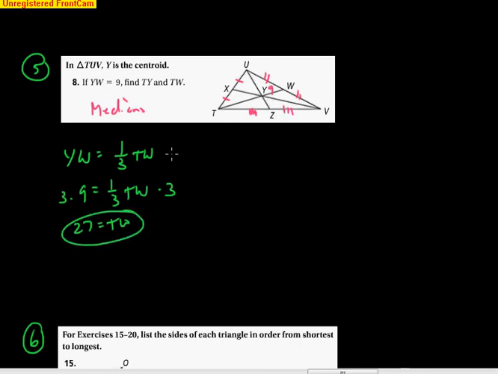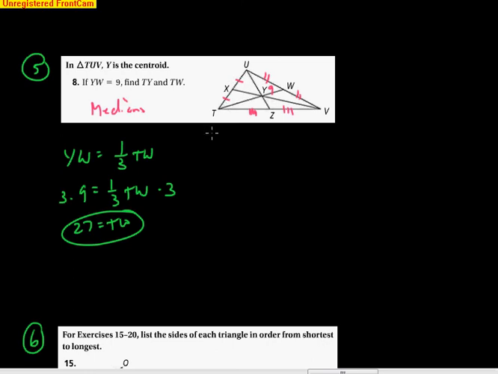So YW is the short part of the median. Okay, TW is a median. So YW is the short part. It's equal to 1/3 the length of the median, TW. So YW is 9. That's 1/3 of TW. To get rid of 1/3, you times by 3, its reciprocal. 27 is TW. So the entire length is 27.